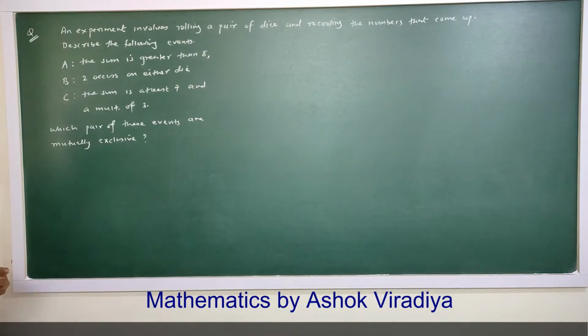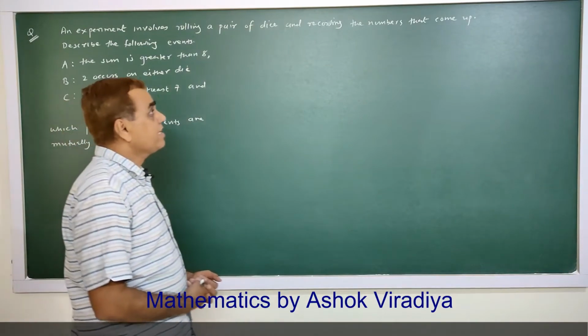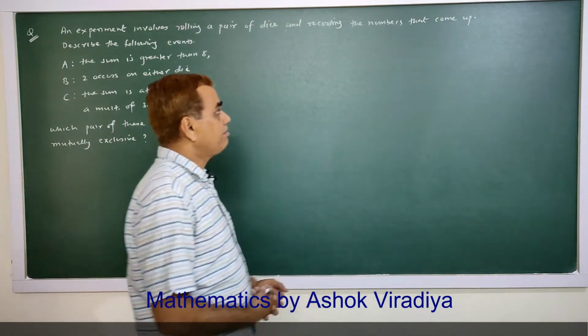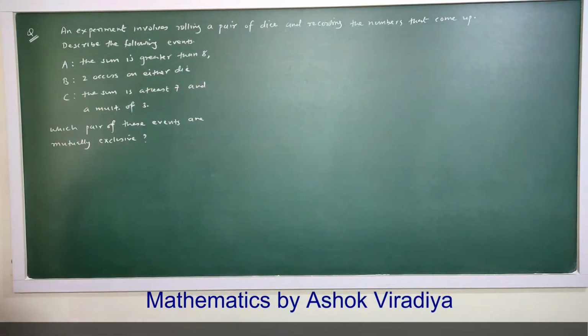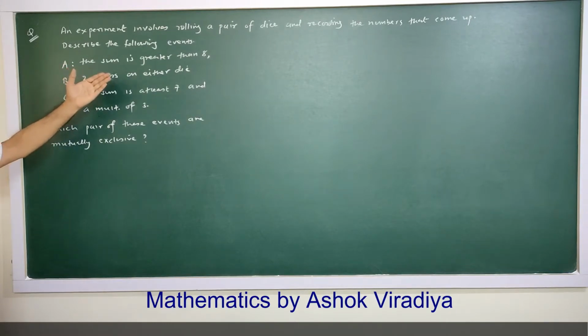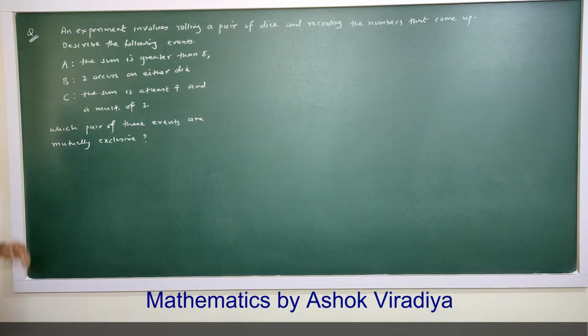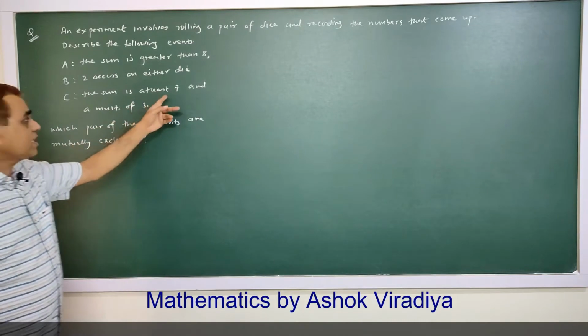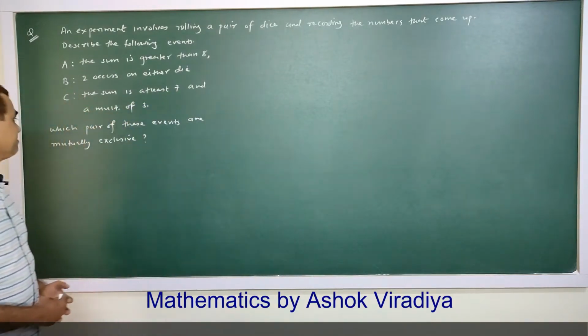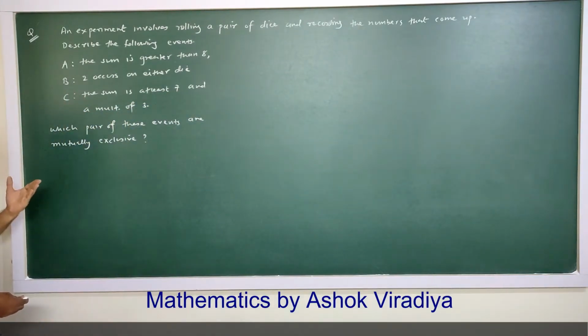An experiment involves rolling a pair of dice and recording the numbers that come up. Describe the following events. Event A, the sum is greater than 8. Event B, 2 occurs on either die. Event C, the sum is at least 7 and a multiple of 3. Which pair of these events are mutually exclusive?